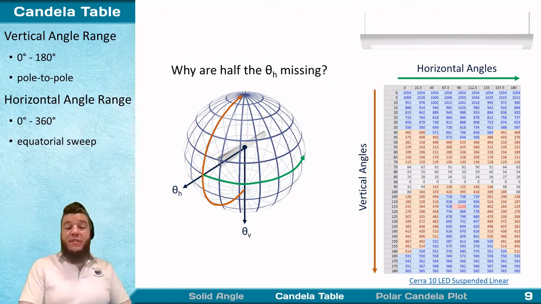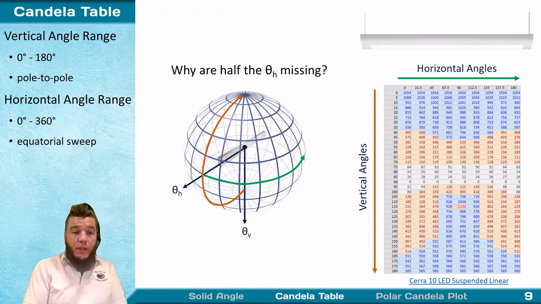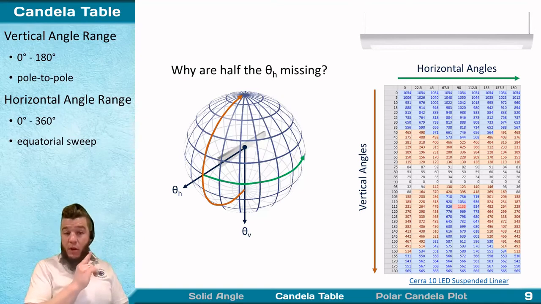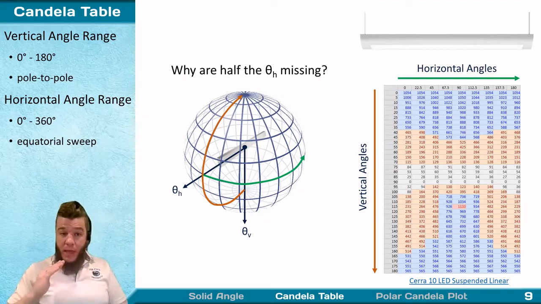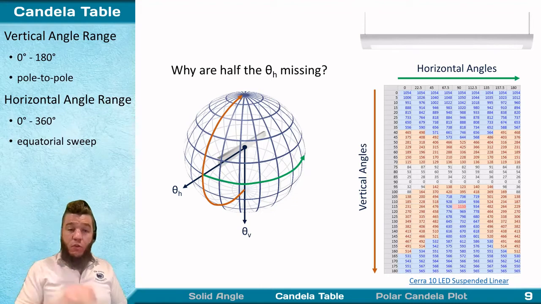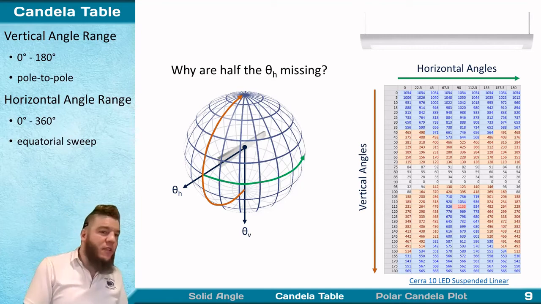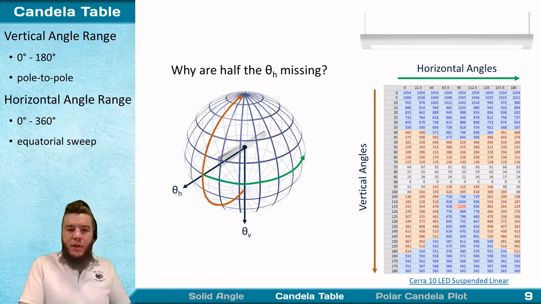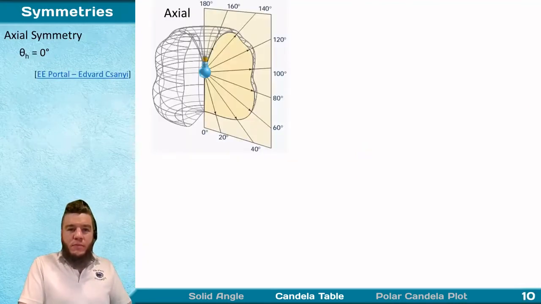The answer is symmetries. This is a shortcut to the way we construct these tables, and it's also why it doesn't matter if we define 0 horizontal on this particular luminaire going that way or coming out into this direction. Either one is going to be equivalent, because if you flip that luminaire 180 degrees, it's symmetric and there's no change. So let's take a look at those symmetries here real quick.